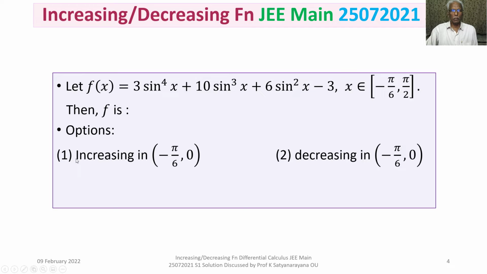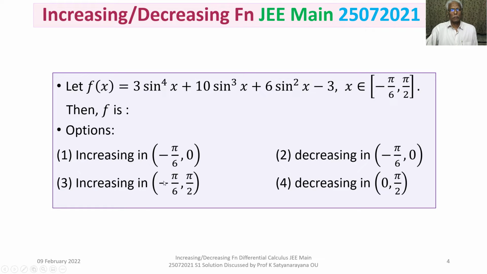Option 1, increasing in the open interval minus pi by 6 to 0. Option 2, decreasing in the open interval minus pi by 6 to 0. Option 3, increasing in the open interval minus pi by 6 to pi by 2. Option 4, decreasing in the open interval 0 to pi by 2.